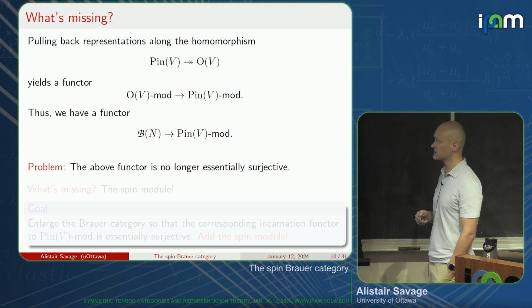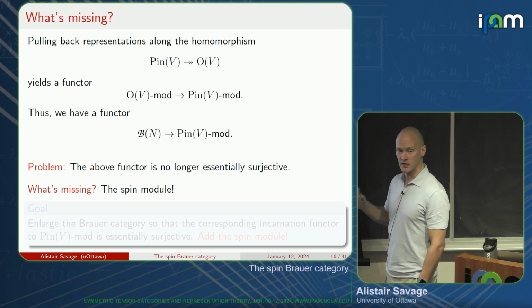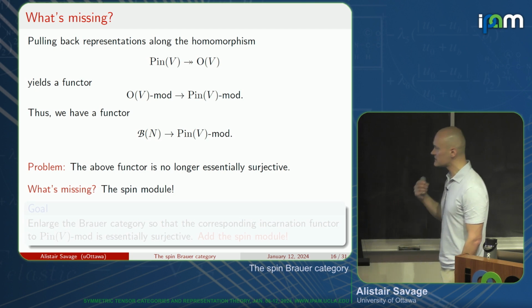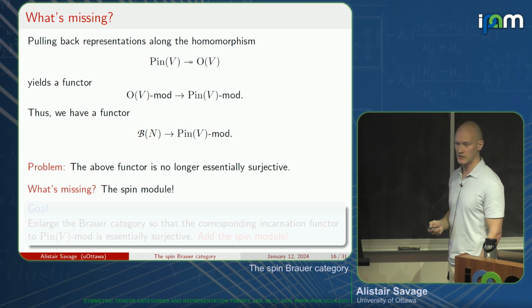We're missing the ones that don't factor through the orthogonal group. And what's missing precisely is the spin module. If we could add in the spin module, then we get everything, and then we get a functor that's essentially surjective, which is what we want.